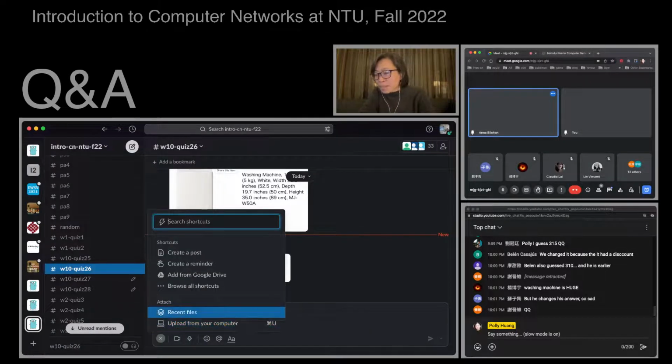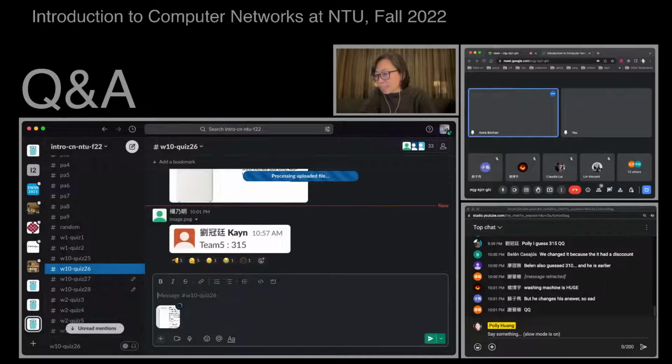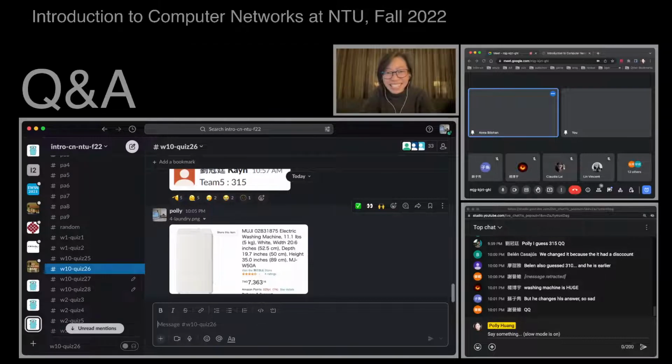7,363. Yes, the true price of this washing machine. And by the way, guys, this washing machine is from Muji. I think it's a very popular Asian brand. Okay, so let me reveal what exactly this product is. Yes, it's a Muji washing machine. 7,363. Very affordable.